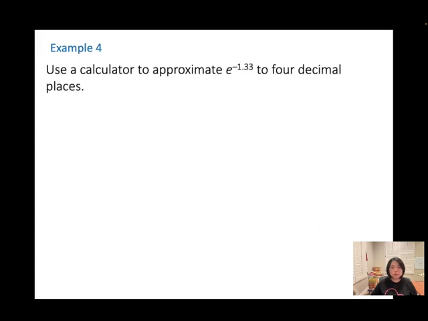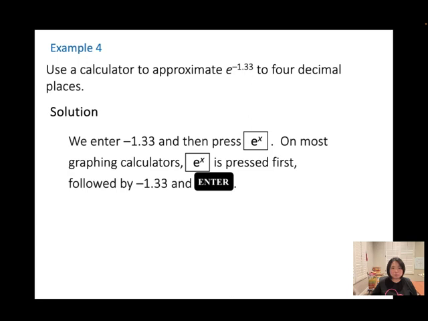Example 4. Use a calculator to approximate e to the power of negative 1.33 to 4 decimal places. For my calculator, I enter negative 1.33 and then press this button. On some calculators, you may want to press this button first, followed by the number, and then enter. You should get 0.2645.